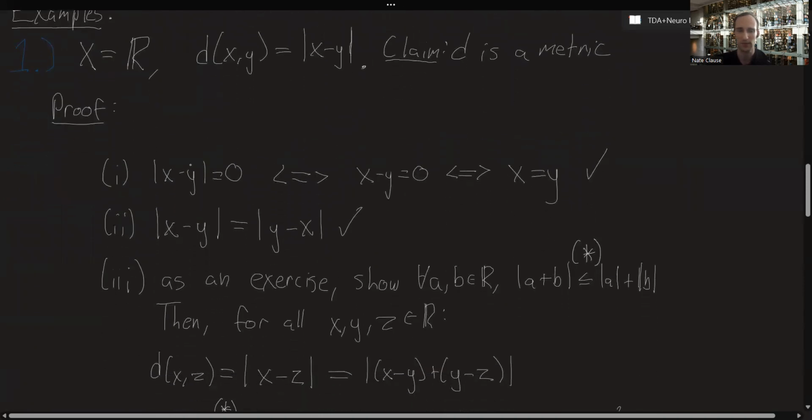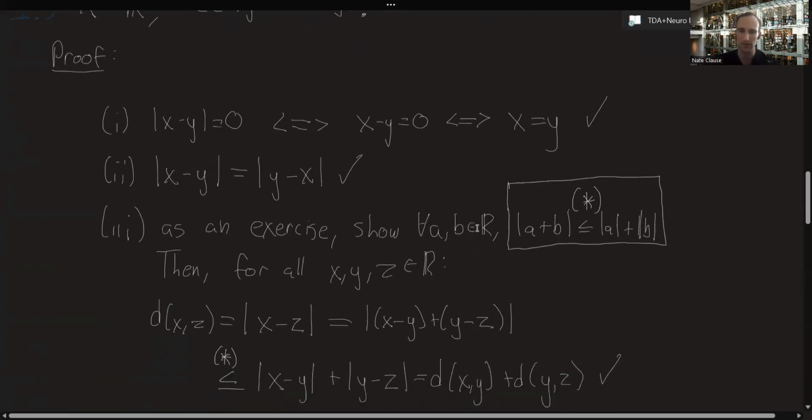So to check condition 1, the absolute value of x minus y is 0 if and only if x minus y is 0, if and only if x equals y. Similarly, the absolute value of x minus y equals the absolute value of y minus x. That's fairly immediate. The triangle inequality is the only condition which requires a little bit of work, and it really follows from this inequality on real numbers right here, which is something quick that you can prove in a couple lines, but I'll leave that as an exercise.